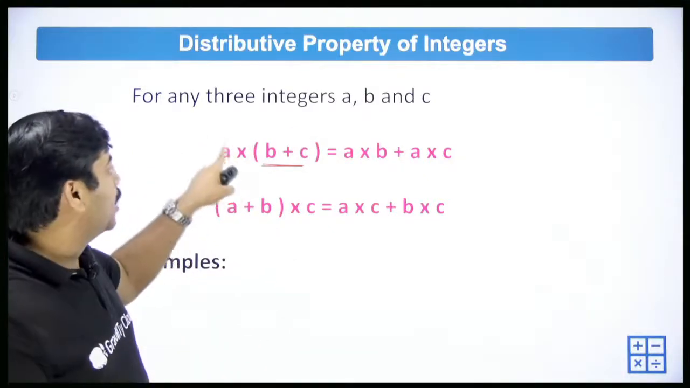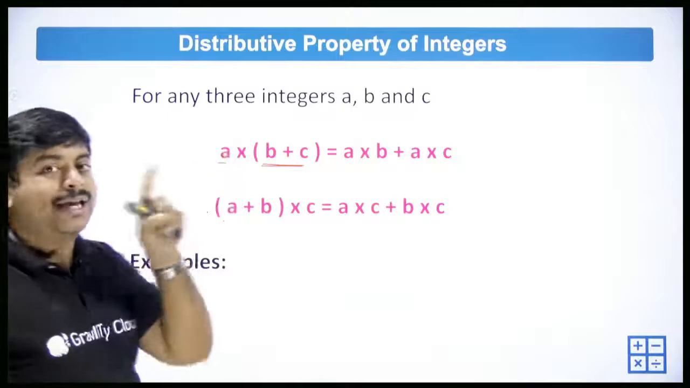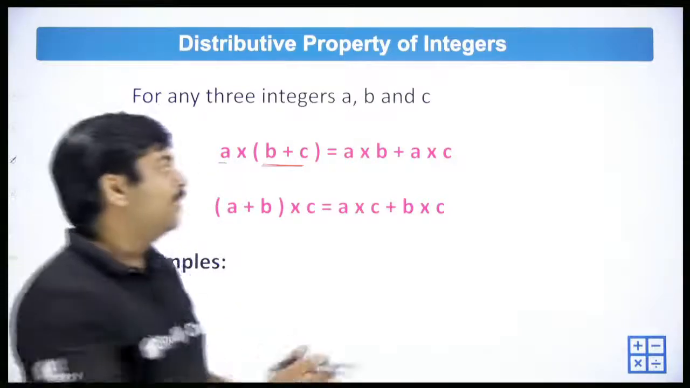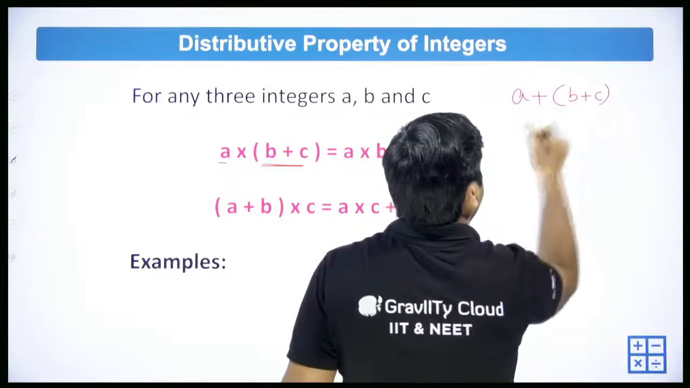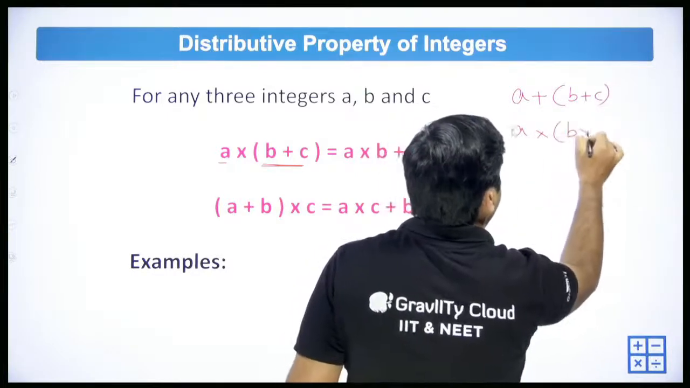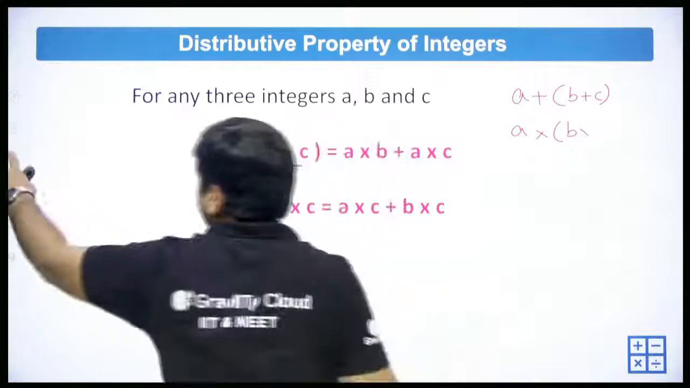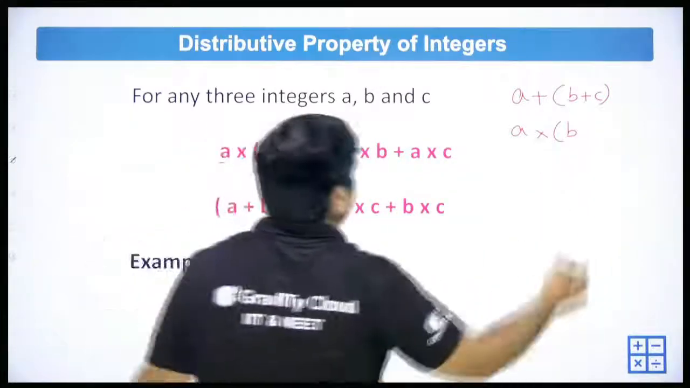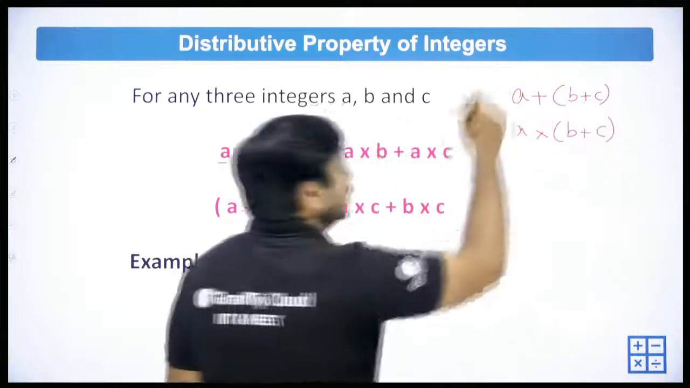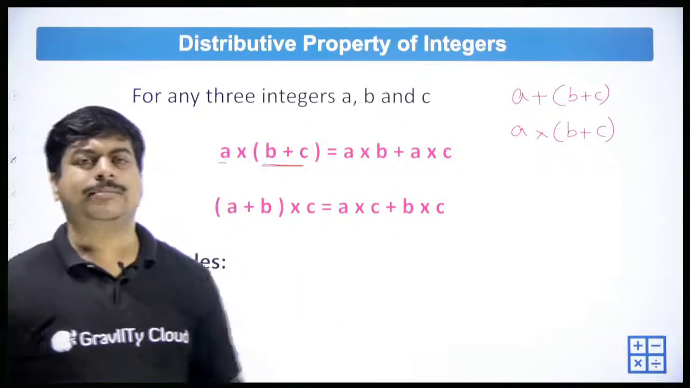It is not addition, it's not A plus, it is A into. That is again a big mistake you make. You always confuse A plus B plus C and A into B plus C. These two are two different things. You should not confuse between these two. In the first case, we are just adding all the three numbers.